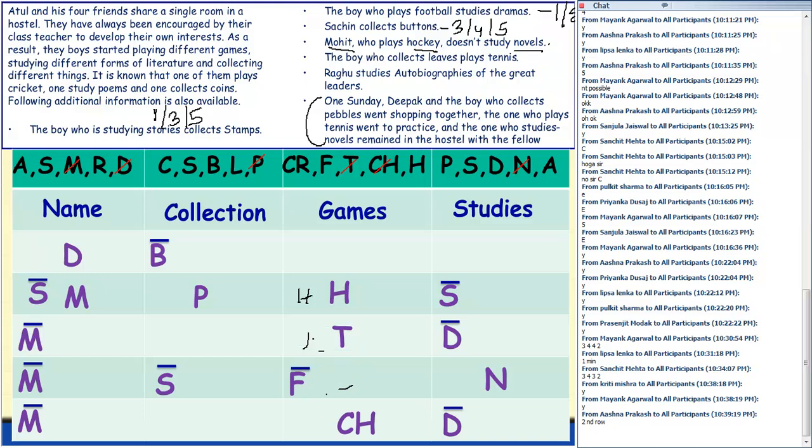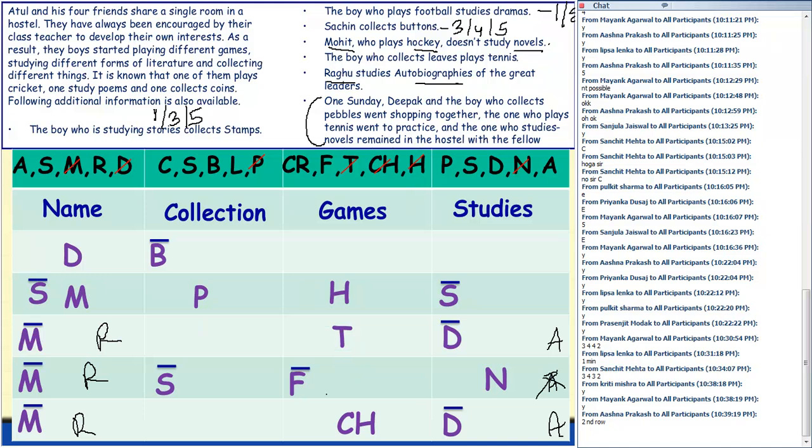Okay. So Mohit and hockey will now cancel out from above, which you can see here. And now I come to the next one. Raghu studies autobiographies of the great leader. Raghu is studying autobiographies. So Raghu is not here. Raghu and autobiographies, no, not that. Maybe these are possibilities. Raghu and autobiographies, this is a possibility there. But Raghu and autobiographies, this is not a possibility there. Okay, so we cannot come from here.